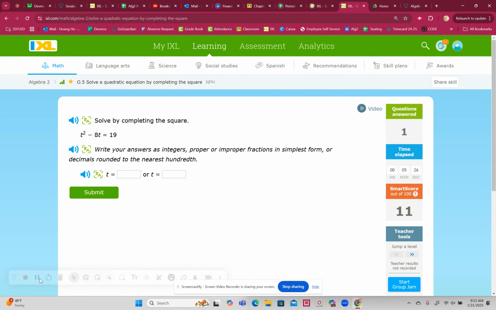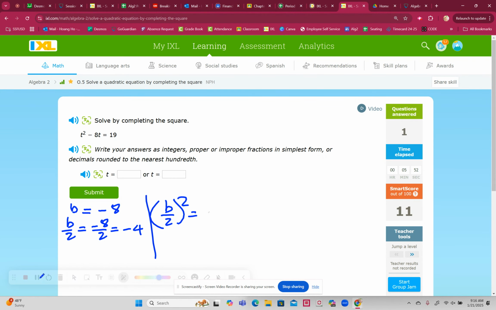You can see the constant is already on the right side, so you don't have to do anything. Can you identify the b value right now? What's the b value? 8 or negative 8? Negative 8. Now b over 2: negative 8 over 2, negative 4. Now b over 2 squared, which is negative 4 squared. What is it? Positive 16, sorry. Now I write over here t squared subtract 8t equals 19.